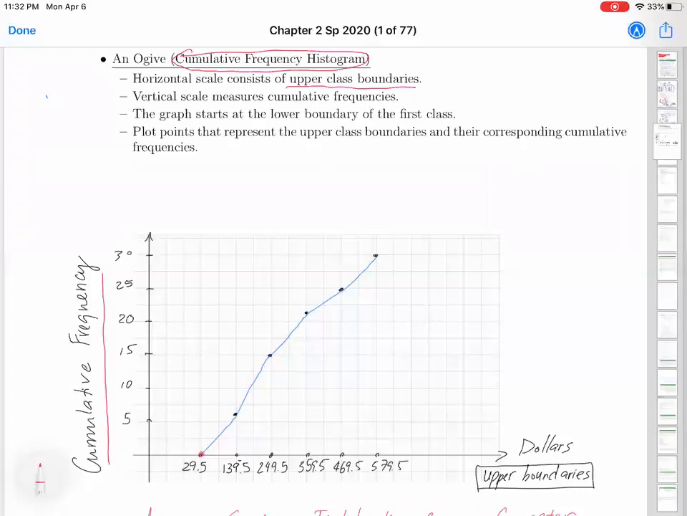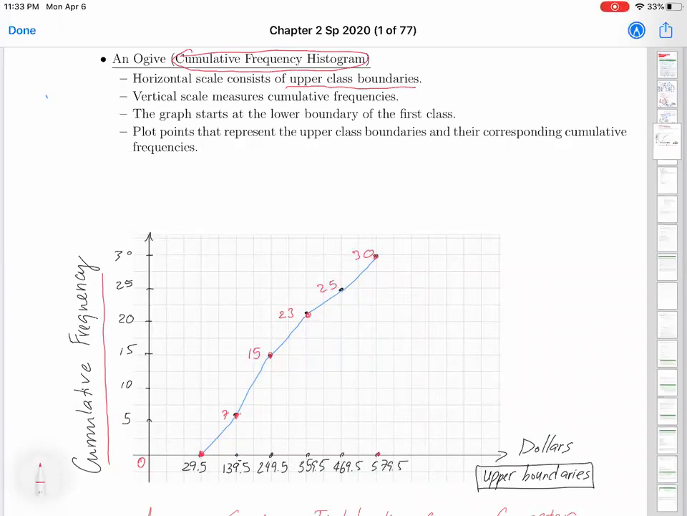So it starts right here at 0, that means before the first class, the frequency is 0, right? And then after the first class, the frequency is 7. And then after the second class, the cumulative frequency is 15. And after the third class, the cumulative frequency is 23, and 25, and then 30. So 30 is the cumulative frequency of the fifth class.